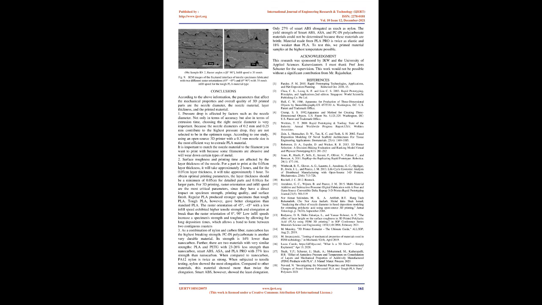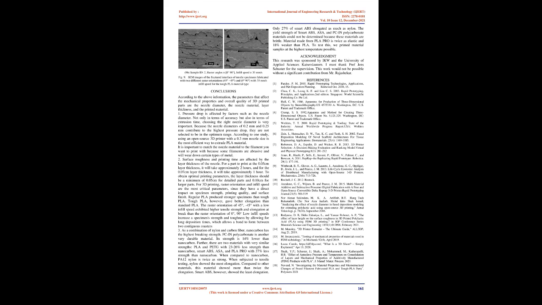3. Nanocarbon is a combination of nylon and carbon fiber. Nanocarbon has the highest breaking strength. PC, polycarbonate, is another very durable material. Its strength is 14% lower than nanocarbon. Further, there are two materials with very similar strengths, PLA and PETG, with 23 to 26% less strength than nanocarbon, and Smart ABS, ASA, and PLA Pro with 37% less strength than nanocarbon. When compared to nanocarbon, PA12 nylon is twice as strong.